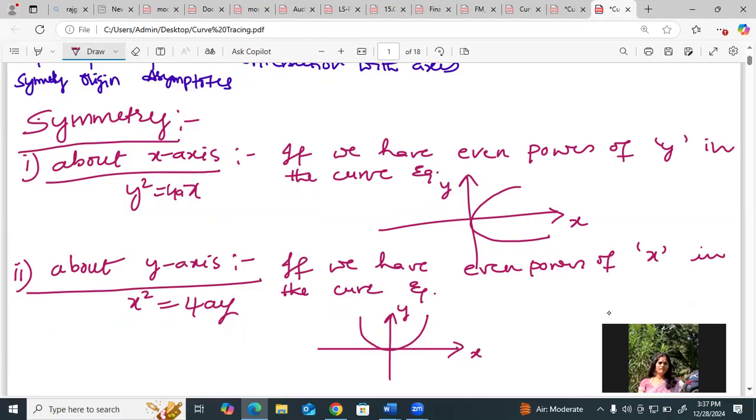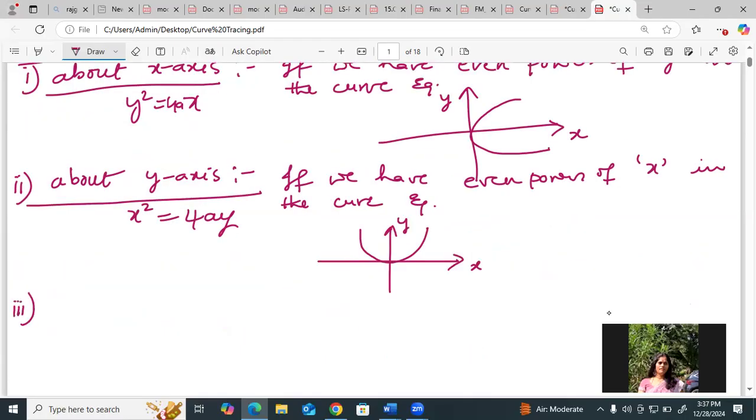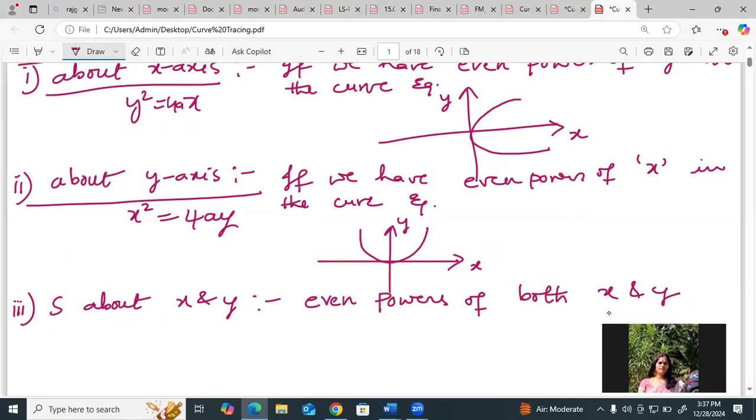Third point would be symmetric about both axes, symmetric about x and y. How will I say? Just see here. If I have even powers of both x and y. Best example would be x square plus y square is equal to 4. It's a circle with radius 2.